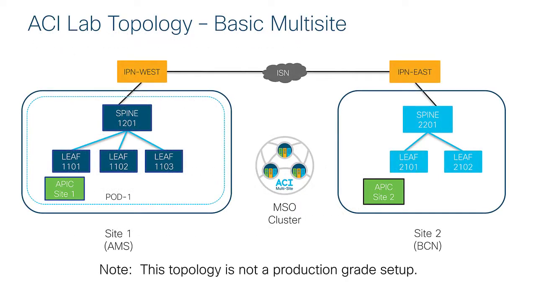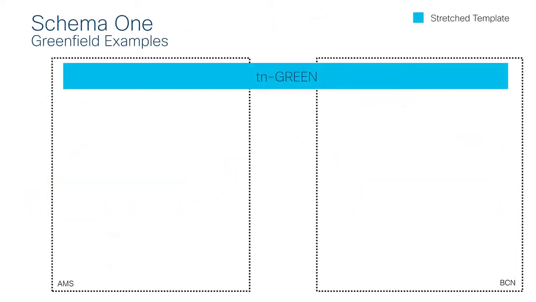Very quickly, I just wanted to remind you of the topology that I'm using for this video. I've got site 1, which is represented by Amsterdam on the left, and I've got site 2, which is represented by Barcelona on the right, and I've already deployed my MSO cluster. So let's take a quick look at schema number 1. This is the Greenfield example.